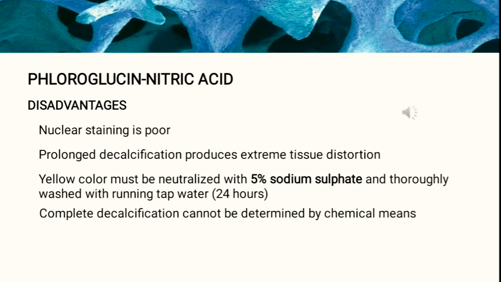Hydrochloric acid is inferior as compared to nitric acid because of its slower action and greater distortion of tissue. It produces good nuclear staining, and a 1% solution with 70% alcohol may be recommended for surface decalcification of tissue blocks.